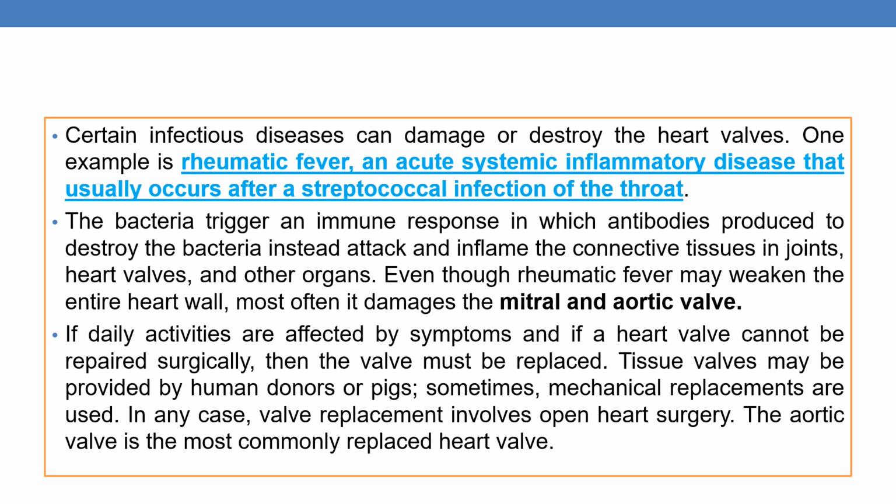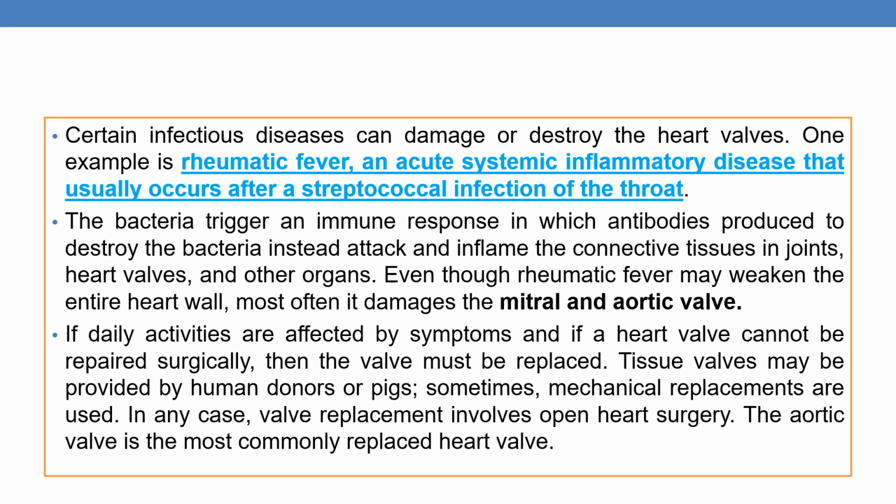Certain infectious diseases can damage or destroy the heart valves. One example is rheumatic fever, which is an acute inflammatory disease that usually occurs after a streptococcal infection of the throat. The bacteria trigger an immune response in which antibodies produced to destroy the bacteria instead attack and inflame the connective tissues of the joints, heart valves and other organs. Even though rheumatic fever may weaken the entire heart wall, most often it damages the mitral and aortic valves.